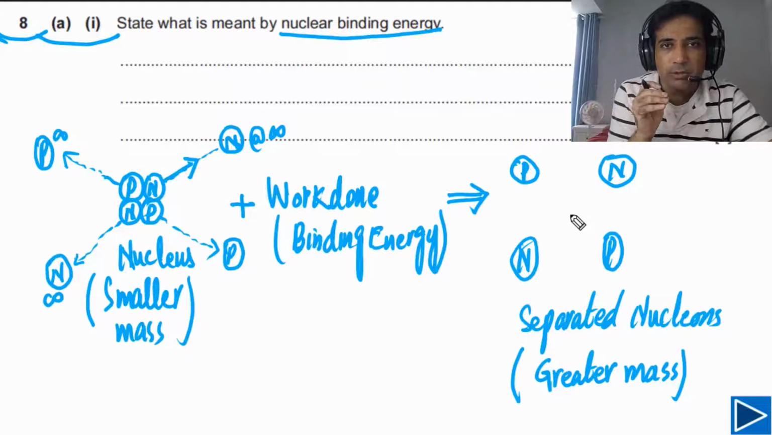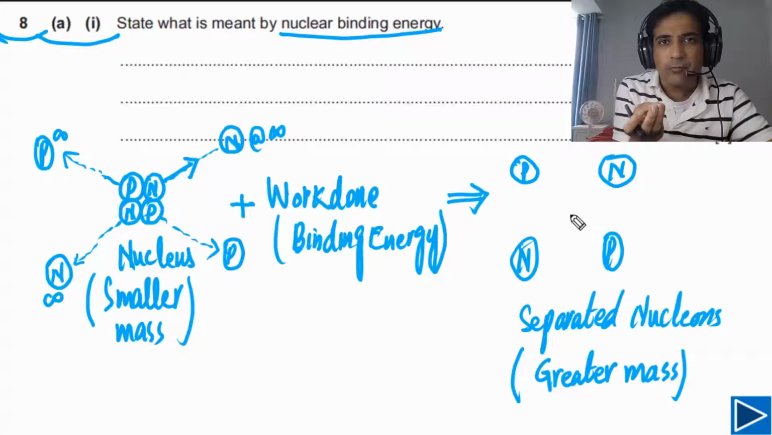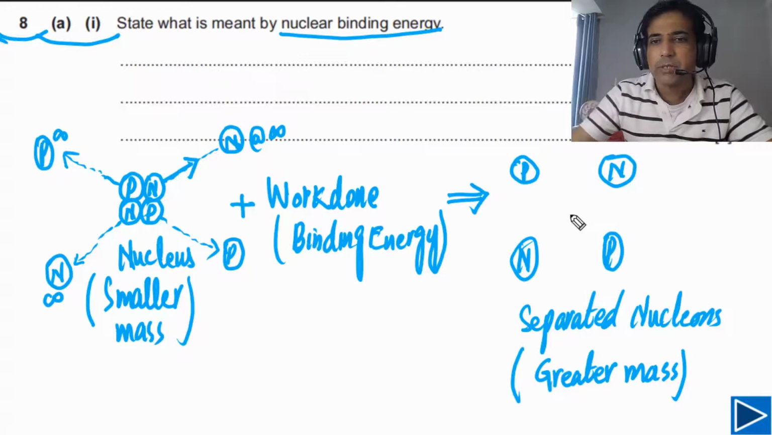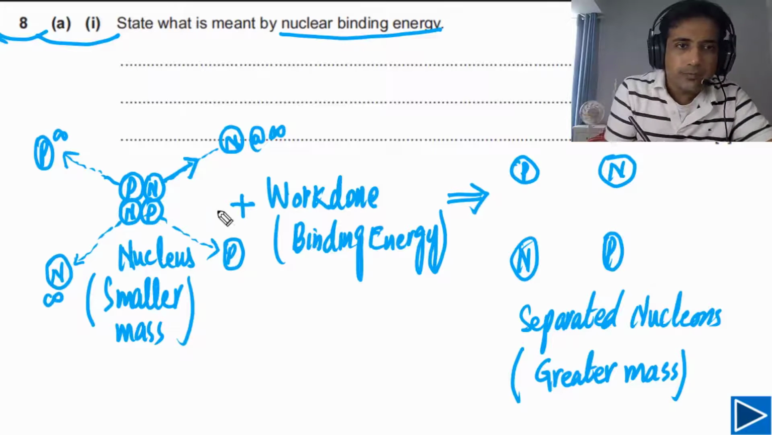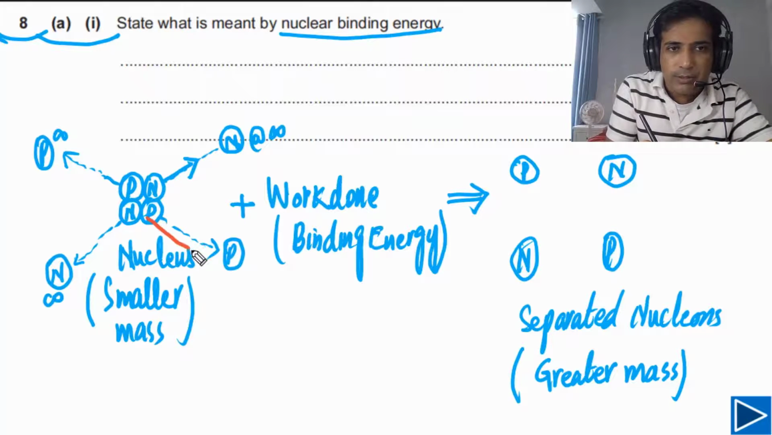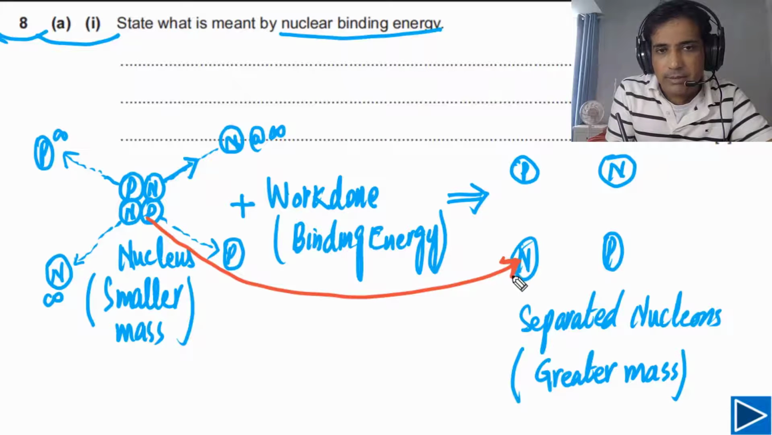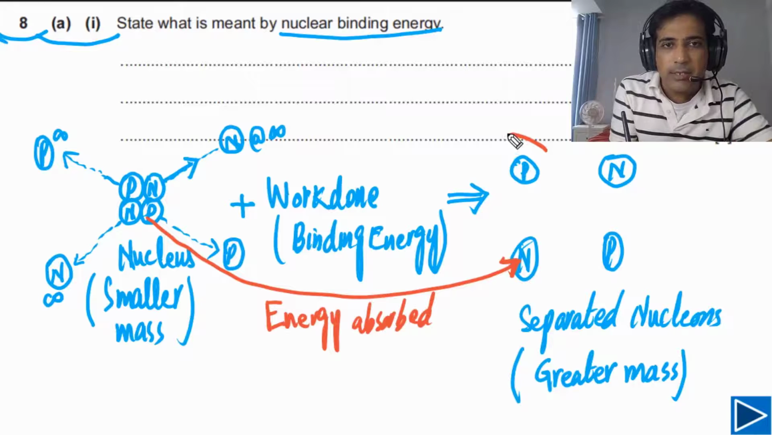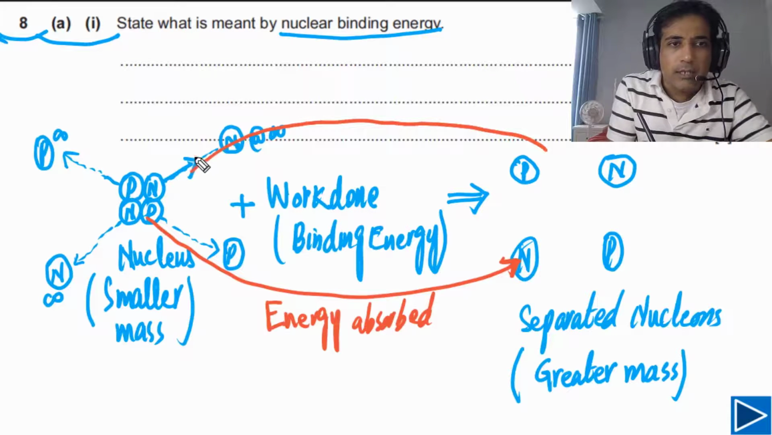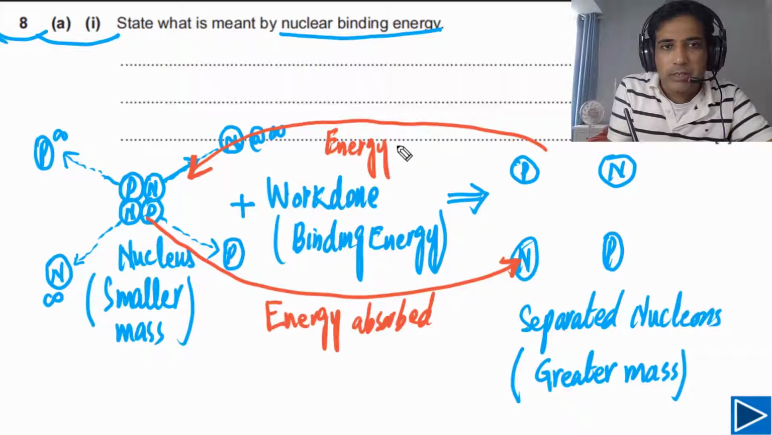I hope this concept is clear to you, because most of the time students are very confused about this one. Let's try to understand it a little bit differently. If you go from a nucleus to individual nucleons, you have to do work, so energy will be absorbed. But if we take these and make them one nucleus, like we have in fusion, energy will be released.